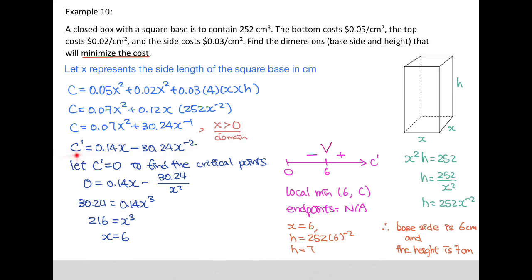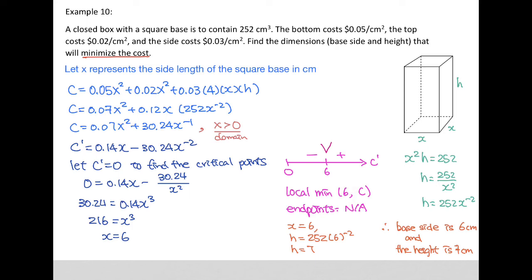After you find the differentiation, let your first differentiation equal to 0 to find the critical points. You will see x is going to be 6. And then put that on the number line for C prime. On the left-hand side of 6 it is negative, on the right-hand side it is positive. That means decreasing, increasing. That will result in a local minimum at x equals 6.